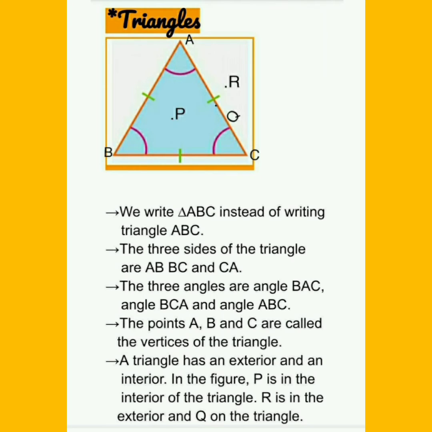Now, a triangle has an exterior and interior part. Okay, now we see point P lies in the interior of the triangle. वो triangle के अंदर है. Okay, and point R is in the exterior of the triangle. And as you see, point Q, it is on the triangle. So, we can say point A, point B, point C, they are also on the triangle.